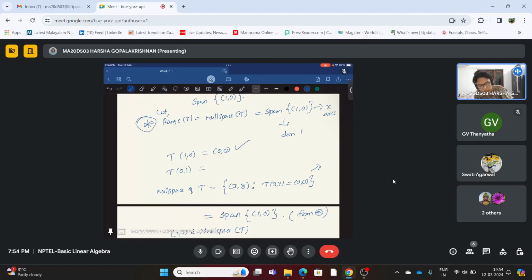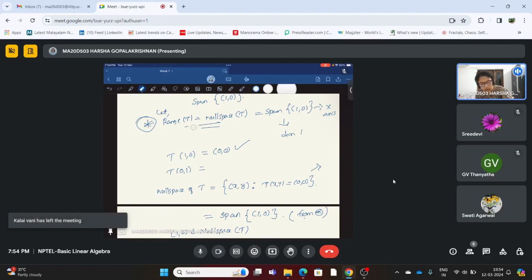Now, you need to use this condition here. The null space of T and the range of T are not this condition. Altogether, you should use it. What is the range of T? It is given as the span of (1, 0). We are taking the range of T as the span of (1, 0).